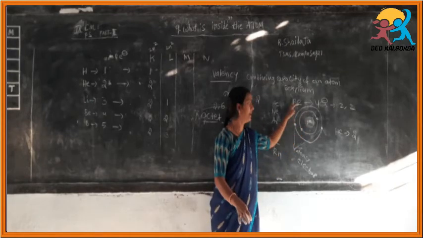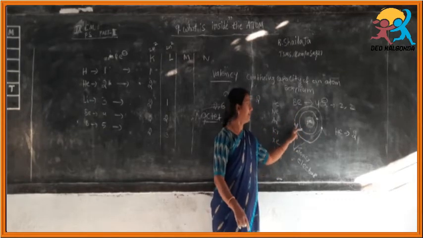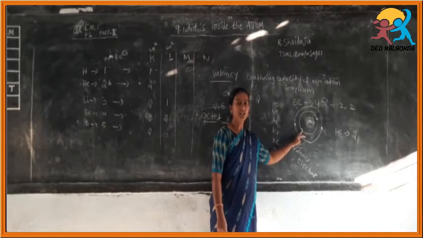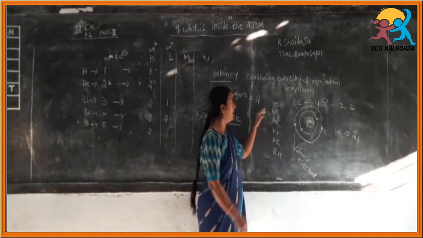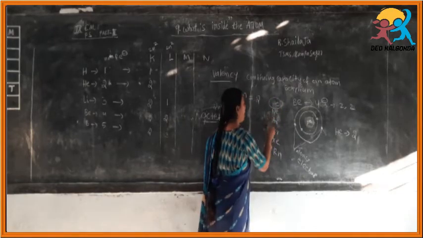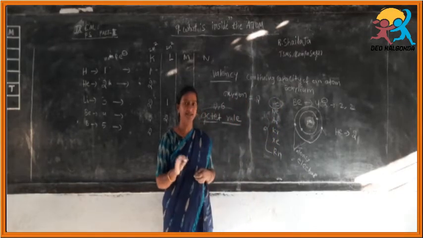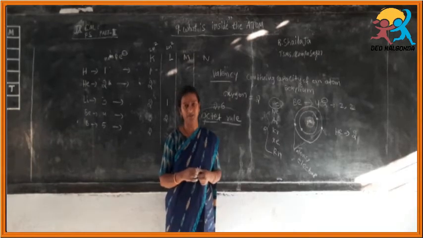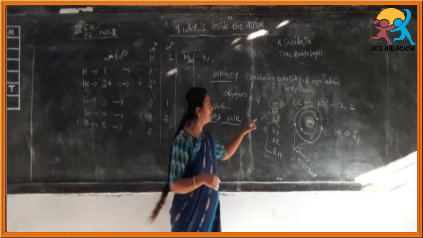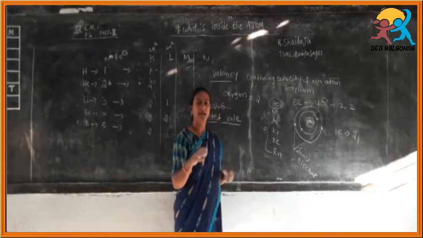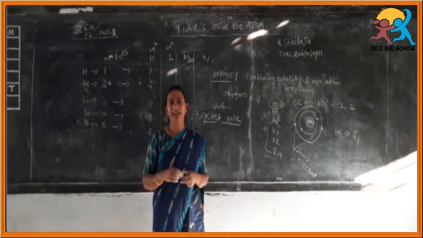So that's why beryllium loses 2 electrons, and it resembles the first shell, like helium. Except for helium, all the remaining stable gases have an octet configuration in the outermost shell.